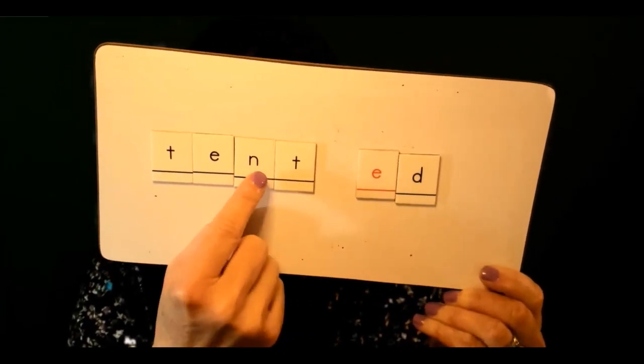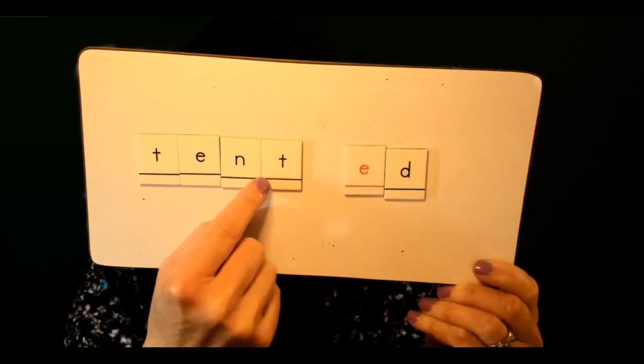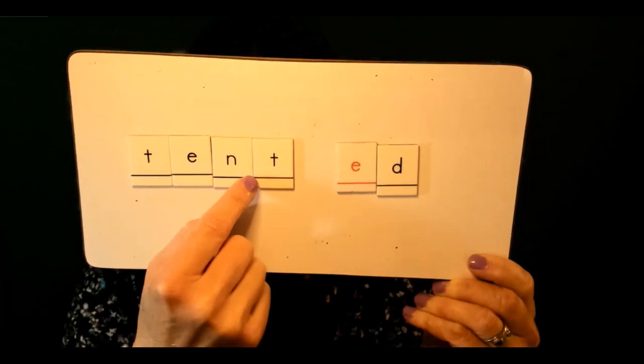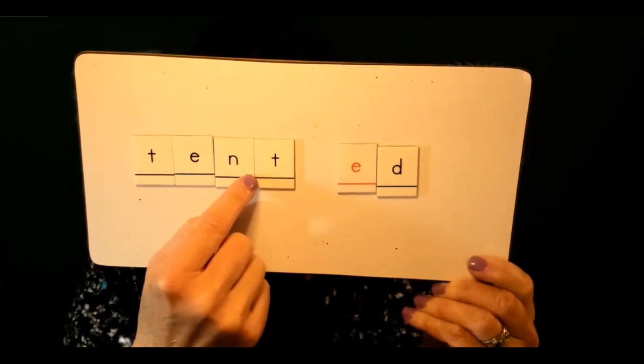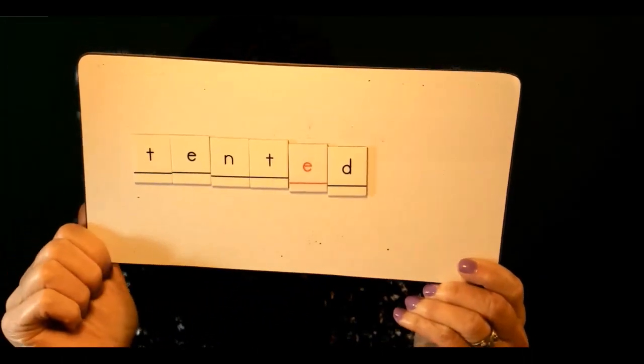Oh, it doesn't, does it? So it has 2 babysitters, 2 consonants at the end. So we are in a situation where the rule doesn't apply. So in that case, we're just going to slam on the ending. So tented is spelled that way.